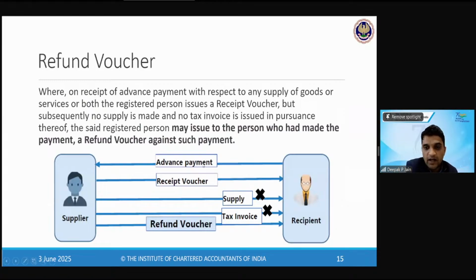So he will pay the advance, the recipient pays the advance, he will give the receipt voucher. But then the supply has not taken place. So there is no supply transaction, neither a tax invoice. Recipient is saying, okay, I will not buy goods from you. So you return back the money. So for that, we will have a refund voucher. So these are all the legal documents which you have to issue, and the law specifies that it has to be issued. When you receive advance, have a receipt voucher. When you're refunding the money, issue a refund voucher.